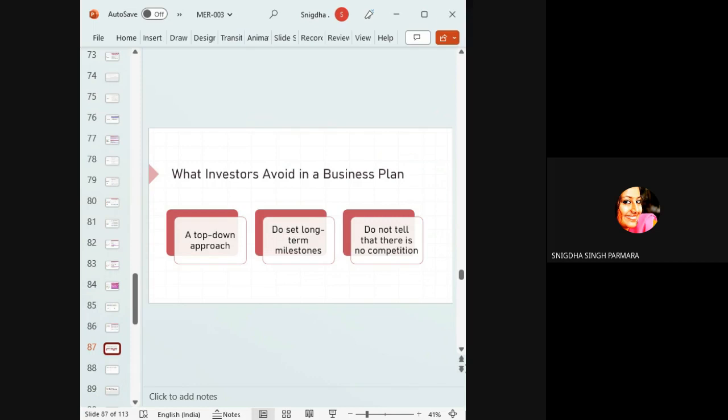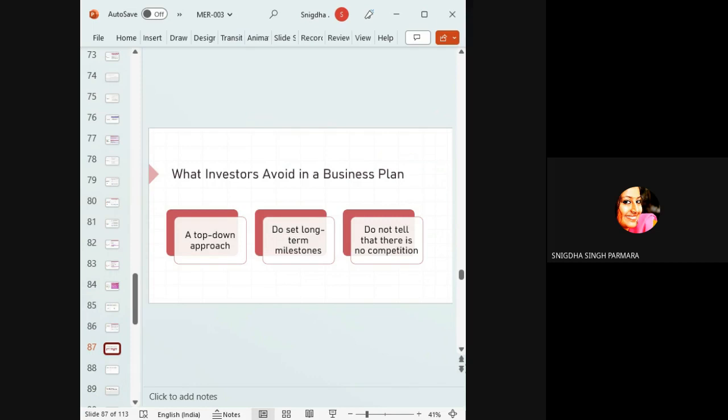They do not want you to set long term milestones. Do not tell the investors that you have a great product but you don't know what is the market that exists. Okay, so these are vague statements. These are vague statements like, I am targeting a $1 billion opportunity, but I am not sure about the customer base or how much are they going to pay for it.